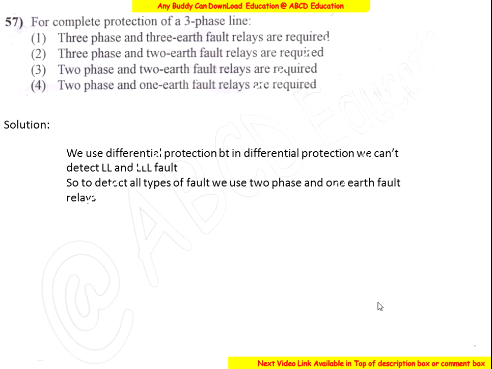We use differential protection, but in differential protection we cannot detect line to line fault or triple line fault. So for the complete protection of the generator transformer, we use two phase and one earth fault relay. This will provide complete protection of equipment. So the correct option is 4.